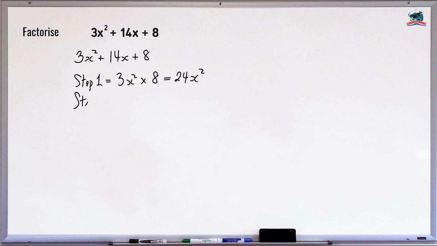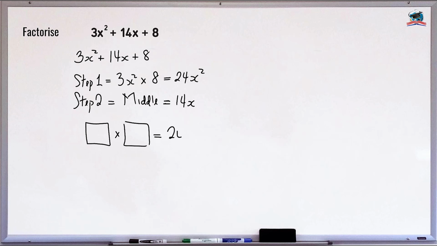Step 2. We go for the middle one. The middle one is 14x. Beautiful. Good. Now we need two numbers. We want to multiply these two numbers and get step 1, which is 24x squared. Okay, the same two numbers, we add them. Will it give us step 2? Or we subtract. Will it give us step 2?